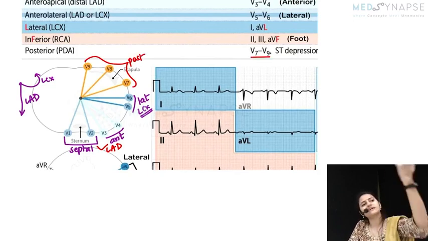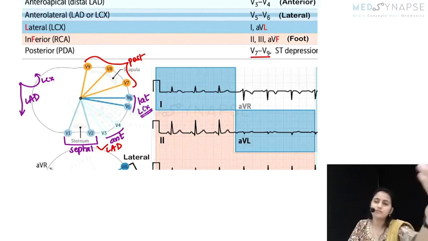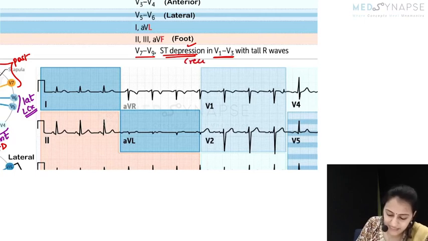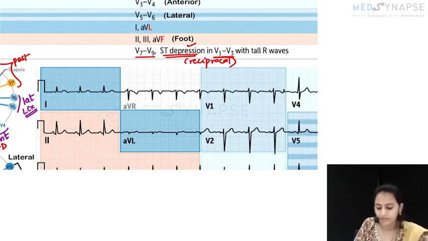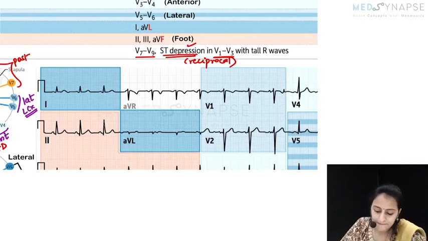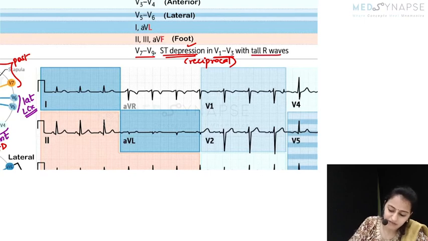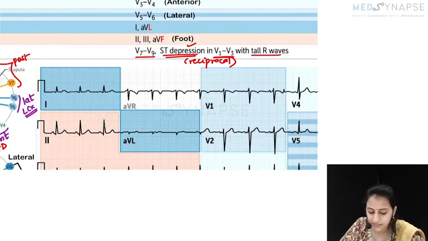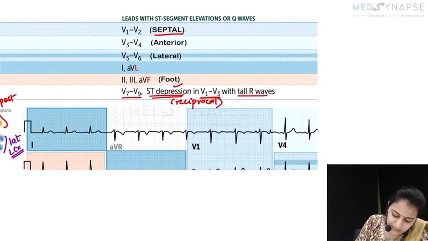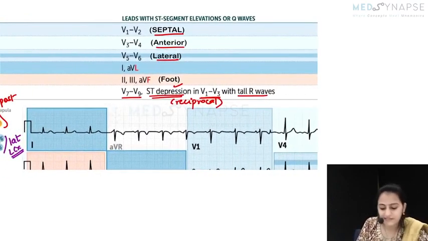If you are not placing posterior leads, you would see the reciprocal changes in the anterior leads. That means leads V1 to V3 will show ST depression, reciprocal changes. So if the MI is in the posterior wall, the anterior leads will show depression. So depression in V1 to V3 with tall R waves is what you will see here. So V1, V2 septal, V3, V4 anterior, V5, V6 lateral.